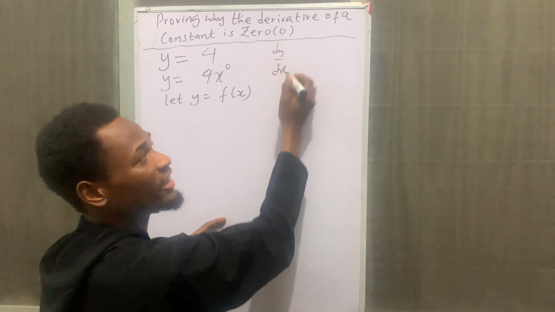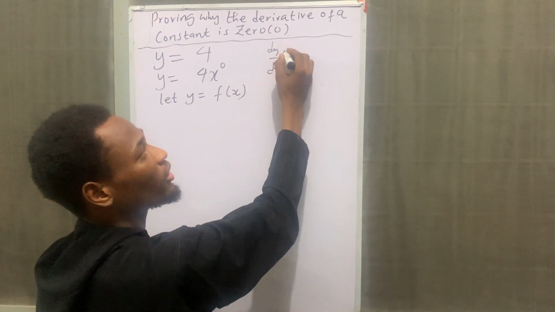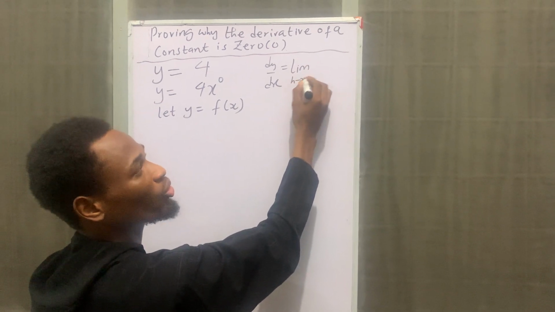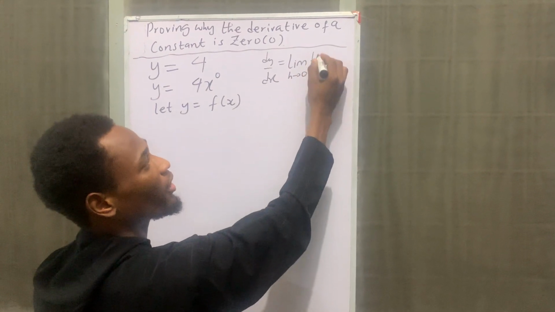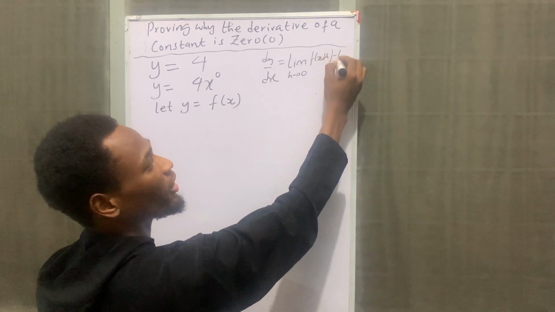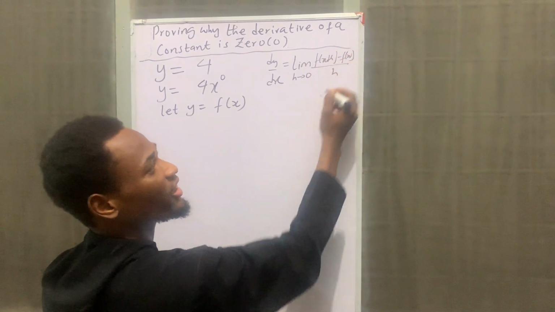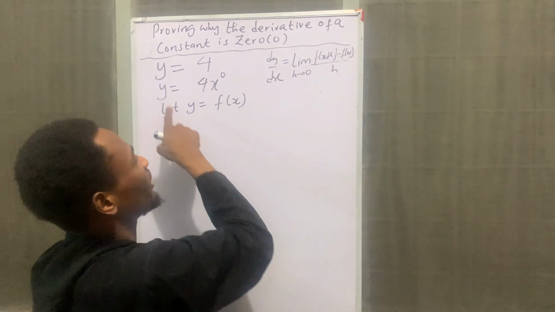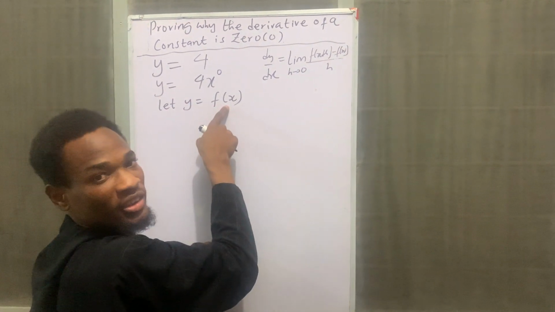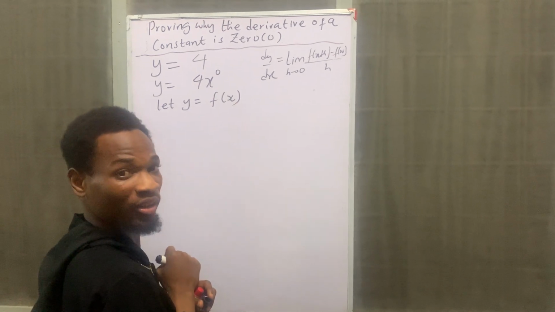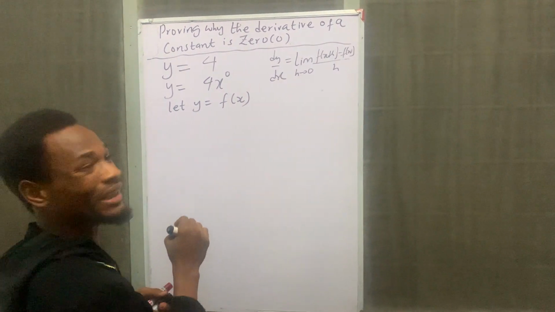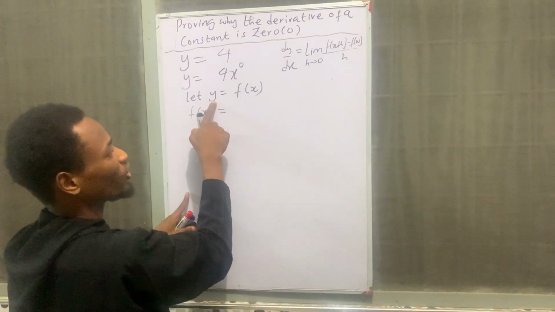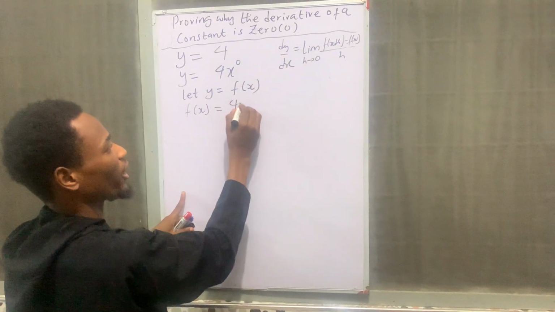dy/dx is equal to the limit as h approaches 0 of f of x plus h minus f of x, over h. Because I have f of x over here, that is why I'm saying let this y represent the function f of x. Are you okay? So now clearly I can say f of x, which is equal to y, is the same as 4x to the power 0.